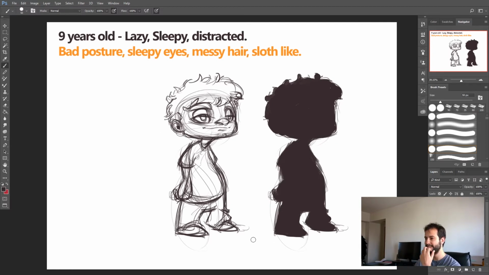Okay, so now I'm seeing the silhouette. It doesn't look as lazy as it looks in the non-silhouetted version anymore.